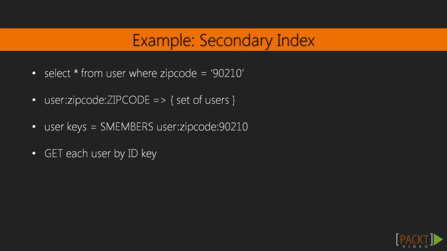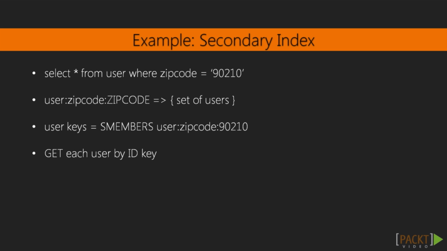We're going to take a simple example of accessing users by zip code. Now let's say I'm a fan of Beverly Hills, and I know that I at least want to find all 90210 users. So I create a new set of keys that use the schema that I already defined and contain user followed by zip code, and then the zip code the user is in. So user:zipcode:90210.